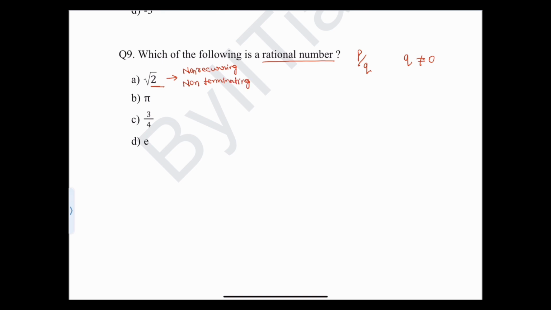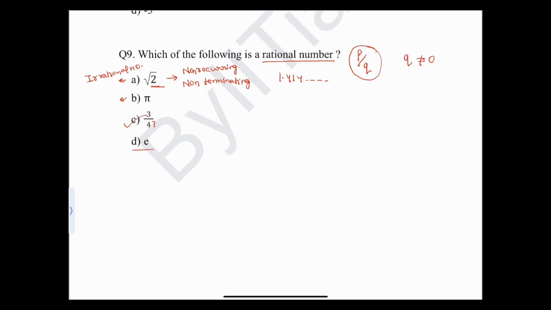You can keep on finding the value of square root of 2. You can keep on writing down the decimal values and it will keep on going. It won't repeat itself and it won't terminate. So square root of 2 is actually an irrational number. Similarly, pi is a very famous irrational number. Over here we see a number of the form p over q, where p and q are both integers. 3 and 4 are integers and the denominator is not 0. So it's obviously the correct answer, a rational number.